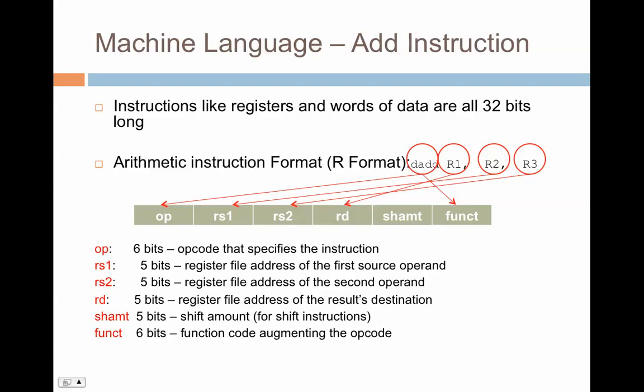And the last thing we have here is the shift amount, which is 5 bits, particularly for shift instructions, right? Shift left, shift right, and so on. So this is the most common format for an R format. You have the opcode bits, you have the register specifiers, and then you have the shift and function bits.